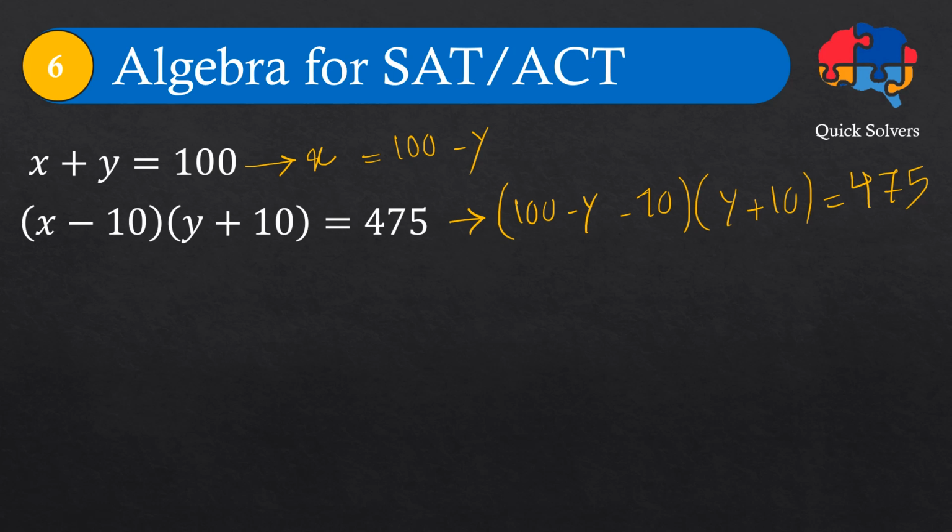Now we see that here we have 100 and we have a minus 10, so these two leave us with 90. So maybe I can rewrite this as 90 minus y. This is simpler even. So we have (90 minus y) times (y plus 10).